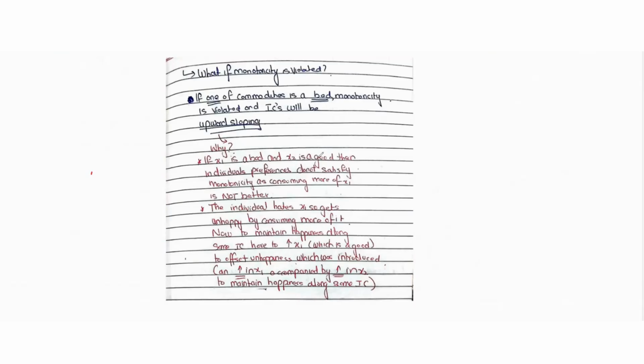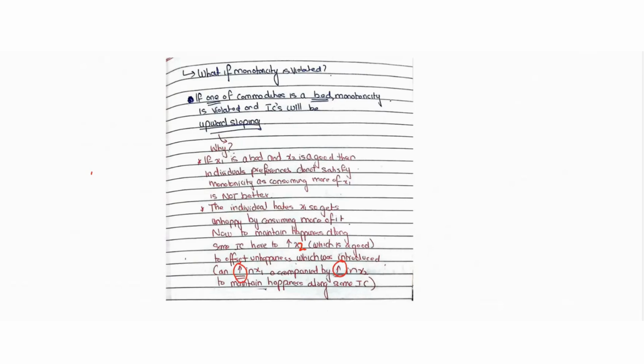If X1 is a bad and X2 is a good, then individuals' preferences don't satisfy monotonicity, as consuming more of X1 is not better. More is not better than less for X1. The individual hates X1, so gets unhappy. He doesn't like X1, it's bad, so gets unhappy by consuming more of it. So if you want to maintain happiness along the same IC, you have to increase X2, which is a good, to offset the unhappiness introduced by consuming more of X1, which is a bad. So an increase in X1 is accompanied by an increase in X2 to maintain happiness along the same IC. So that's why your ICs are upward sloping in the case where one of the commodities is a bad and one of the commodities is a good.